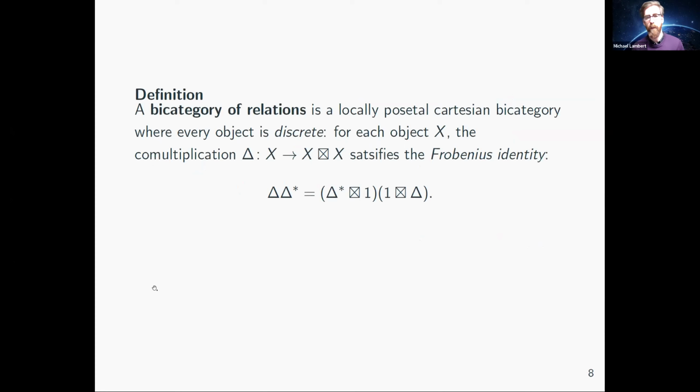So let's talk a little bit more about the specifics of bicategories of relations. I threatened that I would be a little bit more precise about this, and so here it is. Specifically, it's a locally posetal Cartesian bicategory. And we have this discreteness axiom, right? So that every object in the bicategory satisfies this further property, that the comultiplication map associated with the comonoid structure satisfies this Frobenius identity.